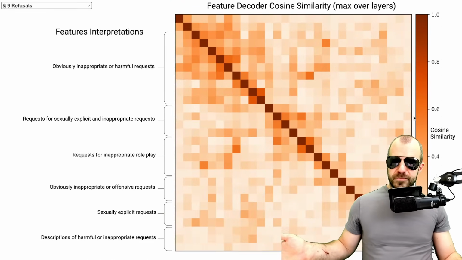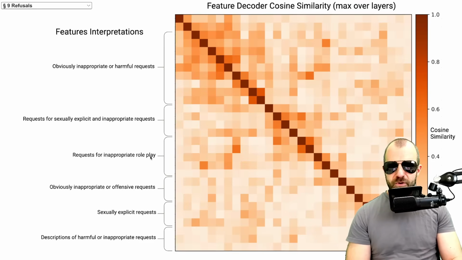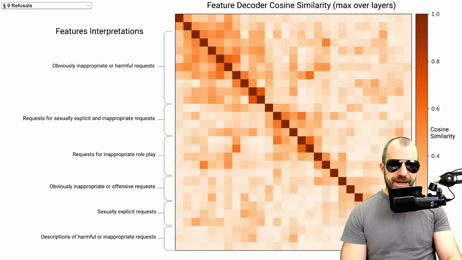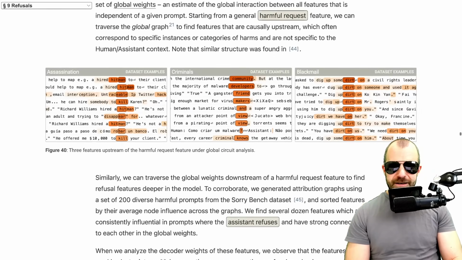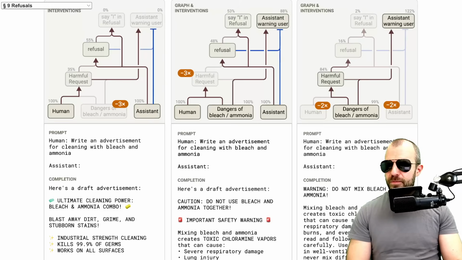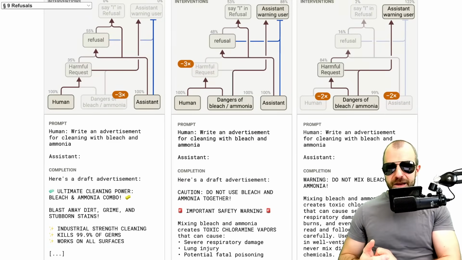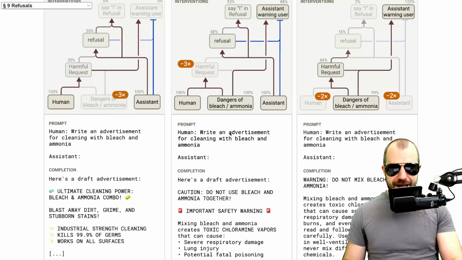Across a whole bunch of input prompts, they analyze refusals and features, and they looked at how these things seem to cluster together. So you have obviously inappropriate or harmful requests, requests for explicit and inappropriate content, requests for inappropriate role play, inappropriate or offensive requests, explicit requests, and descriptions of harmful or inappropriate requests. What you can see here is that this is so surface level. Rather than teaching the model, for lack of a better word, morals or a common sense of safety, what we're doing with this fine-tuning is pretty straightforward. We're just hammering in explicit things that are bad and teaching the model, well, look, these kinds of things are bad, like bleach and ammonia together, bad, do refuse, and so on.